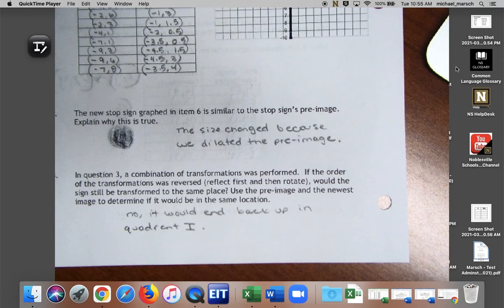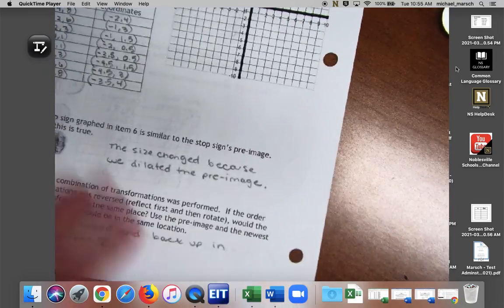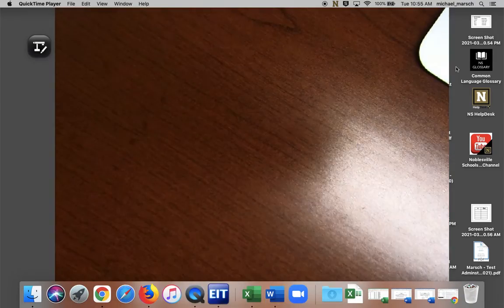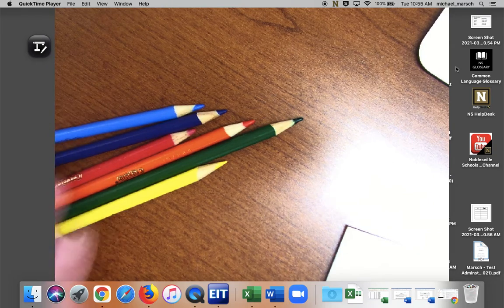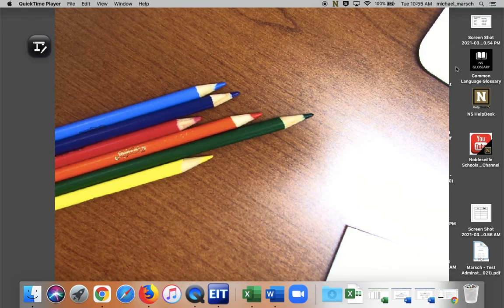If you don't have colored pencils, you don't need them for a super long time, so you could potentially share them with a neighbor. What colors do you have? I have red, yellow, orange, green, purple, and light blue, because the purple and the blue kind of look alike sometimes.